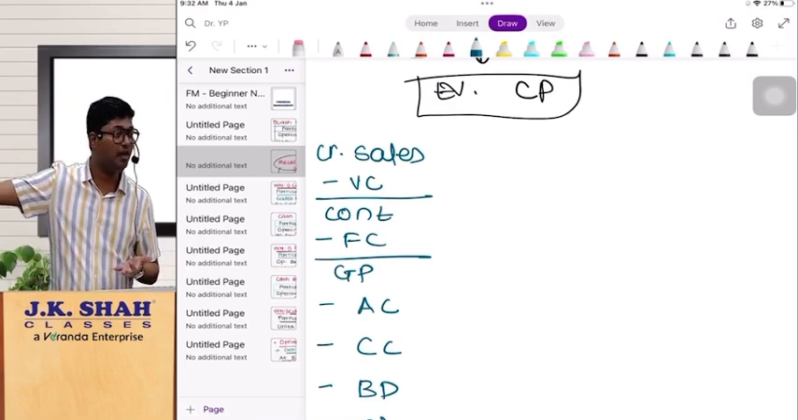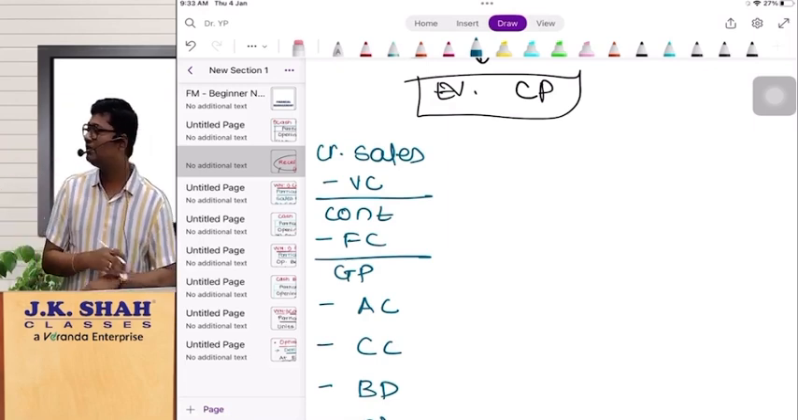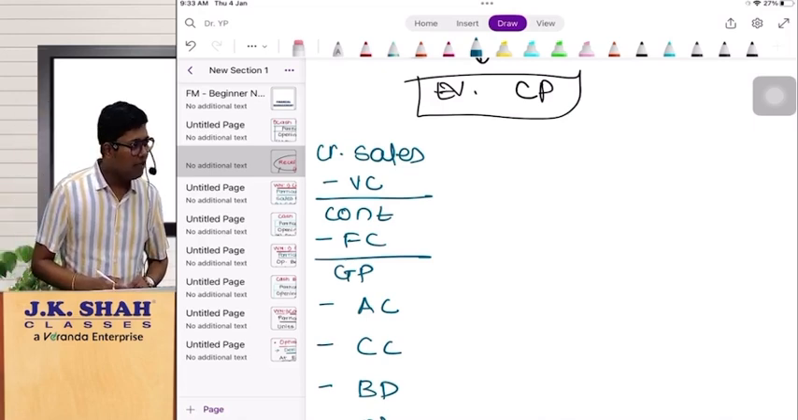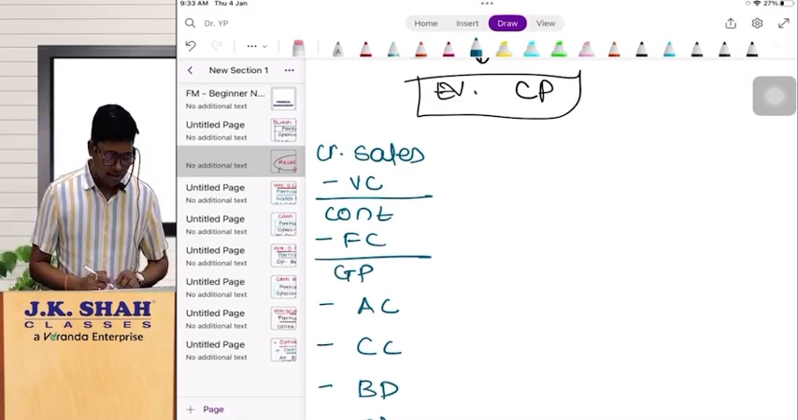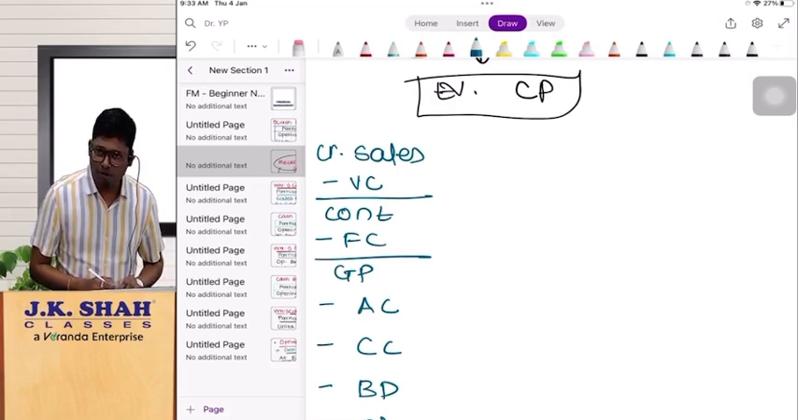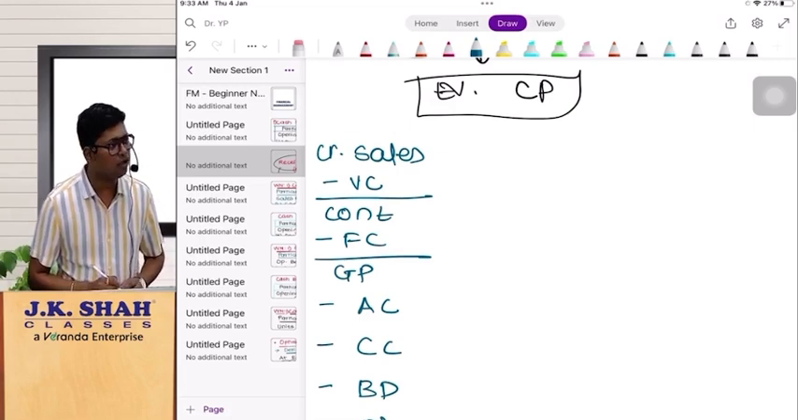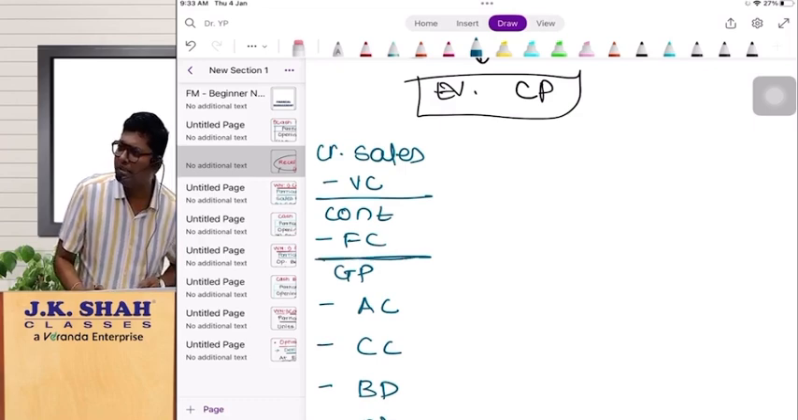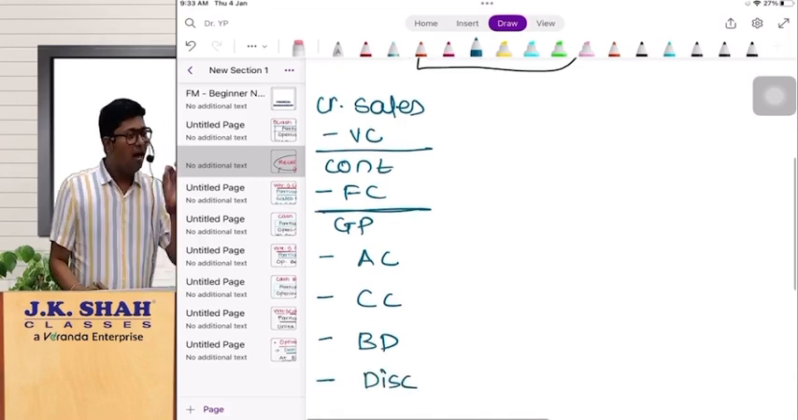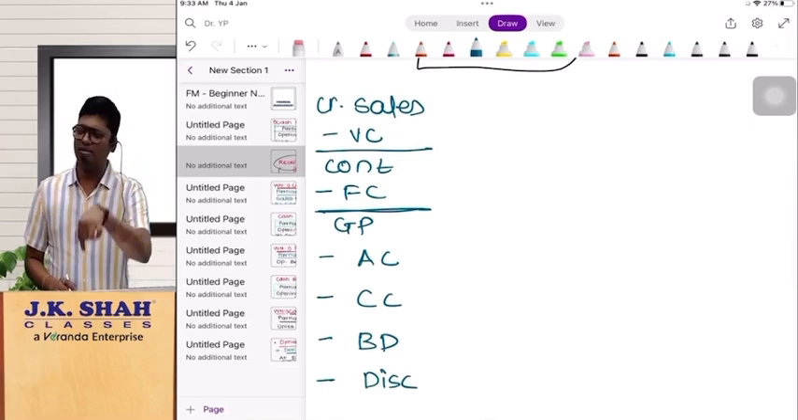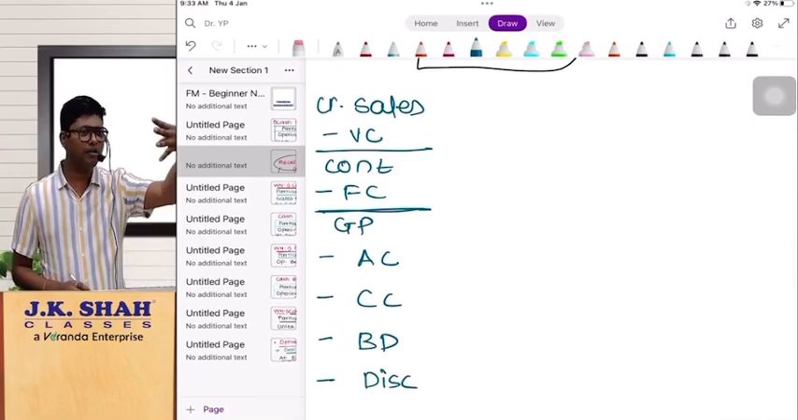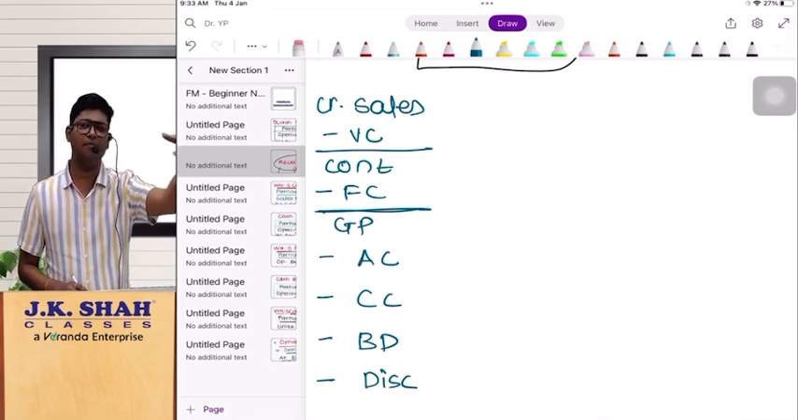For that purpose we are going to prepare an income statement. The income statement starts with credit sales. From that we deduct variable cost. Then we calculate contribution. Then we deduct fixed cost. After that we calculate gross profit. Now generally you get EBIT. In this chapter we are going to consider gross profit, and from gross profit 4 items we are going to deduct: AC, CC, BD, discount.